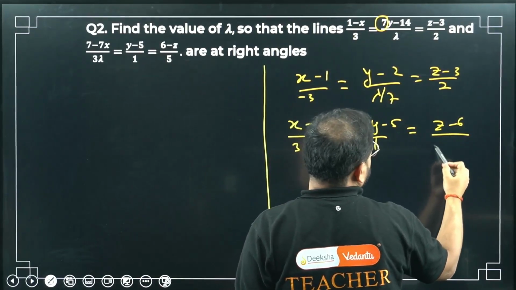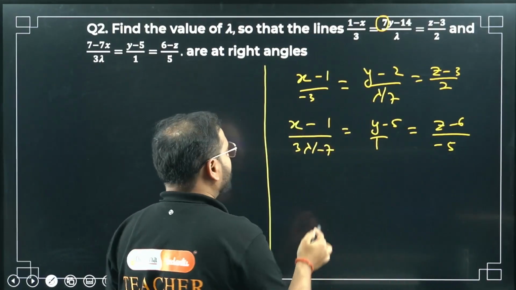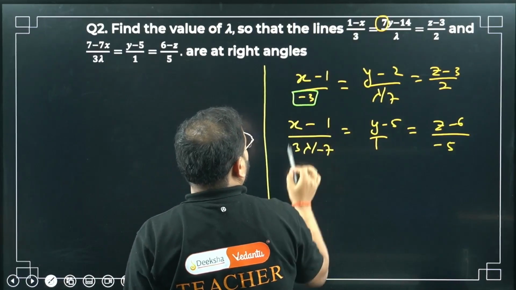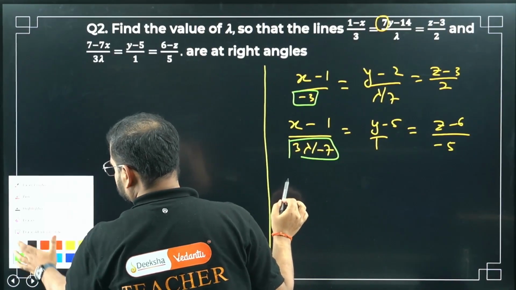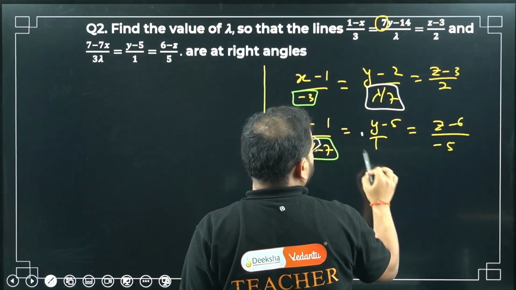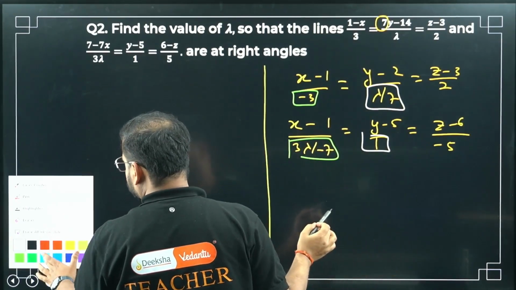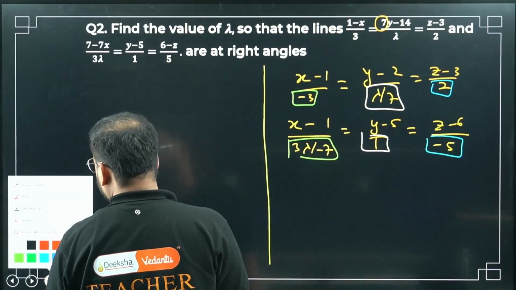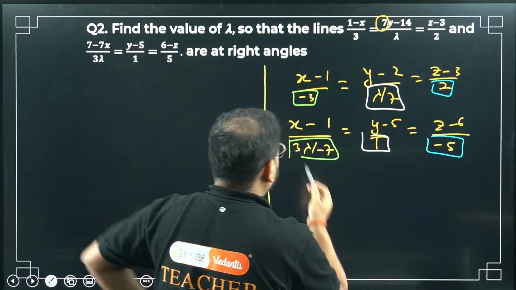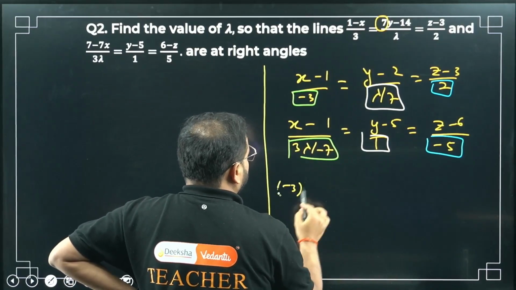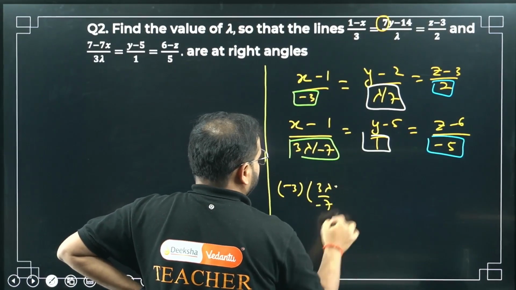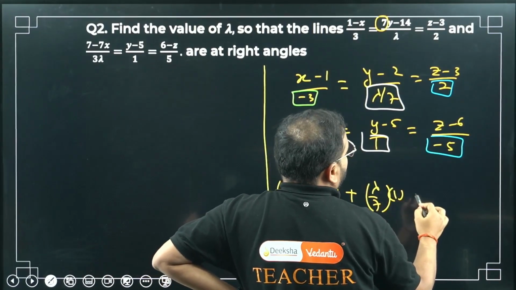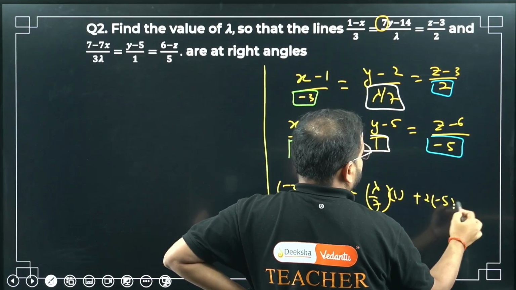upon minus 5. Now for them to be perpendicular, what do I have to do? Product of these. Product of what, sir? This with this plus this with this plus this with this. A1 A2, B1 B2, C1 C2 has to be 0, added up. So please check here. Minus 3 times 3 lambda by minus 7 plus lambda by 7 times 1 and plus 2 times minus 5 equals to 0.